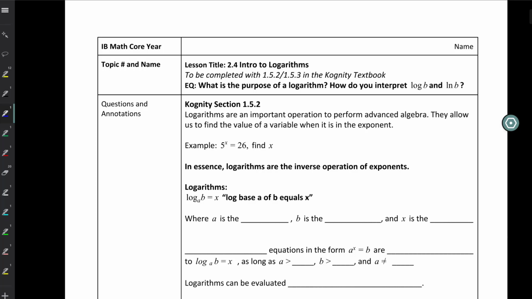You see, what logarithms allow you to do is use notation to answer the question, what power should I raise 5 to in order to get 26? That's what this question is going to ask, and we use a logarithm to do that. So the numbers that you enter into a logarithm are log base a of b equals x. That's how you read this statement. Log base a of b equals x, where a is the base, b is the argument, and x is going to be your answer.